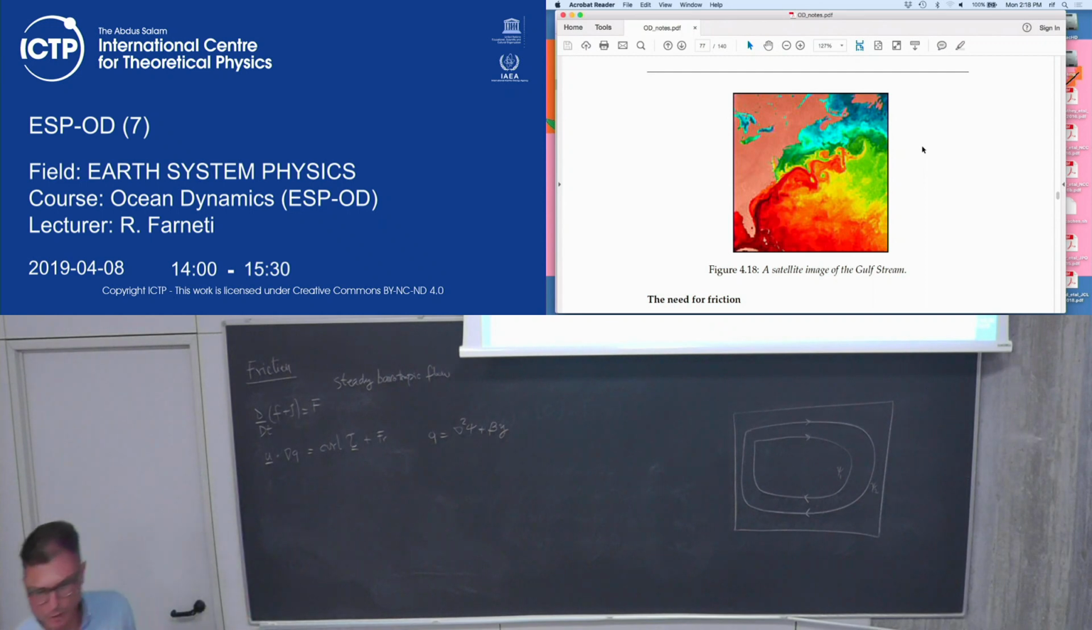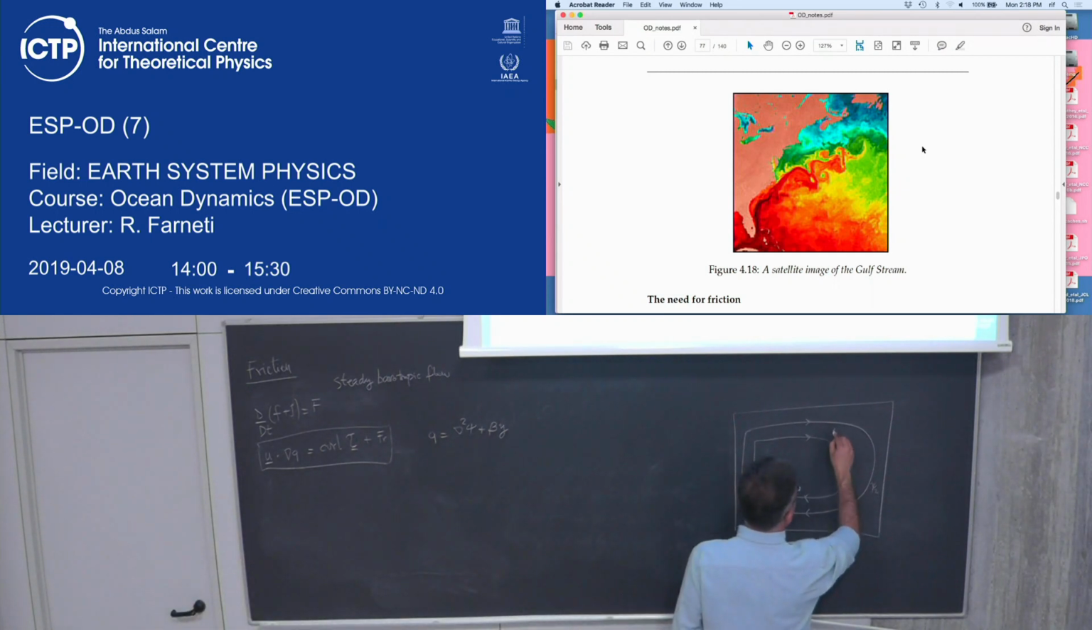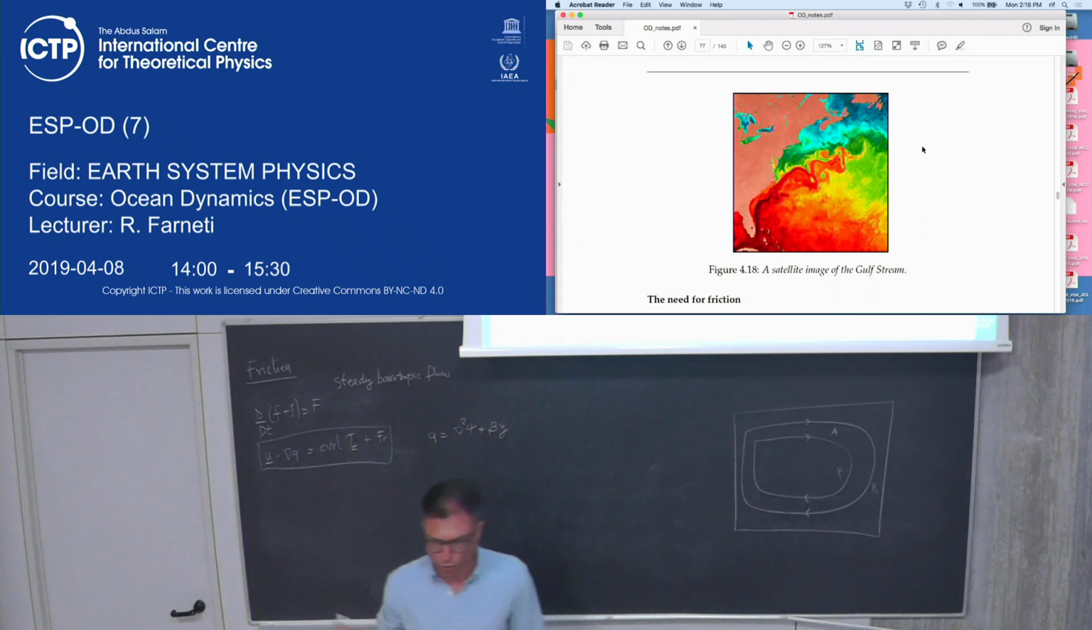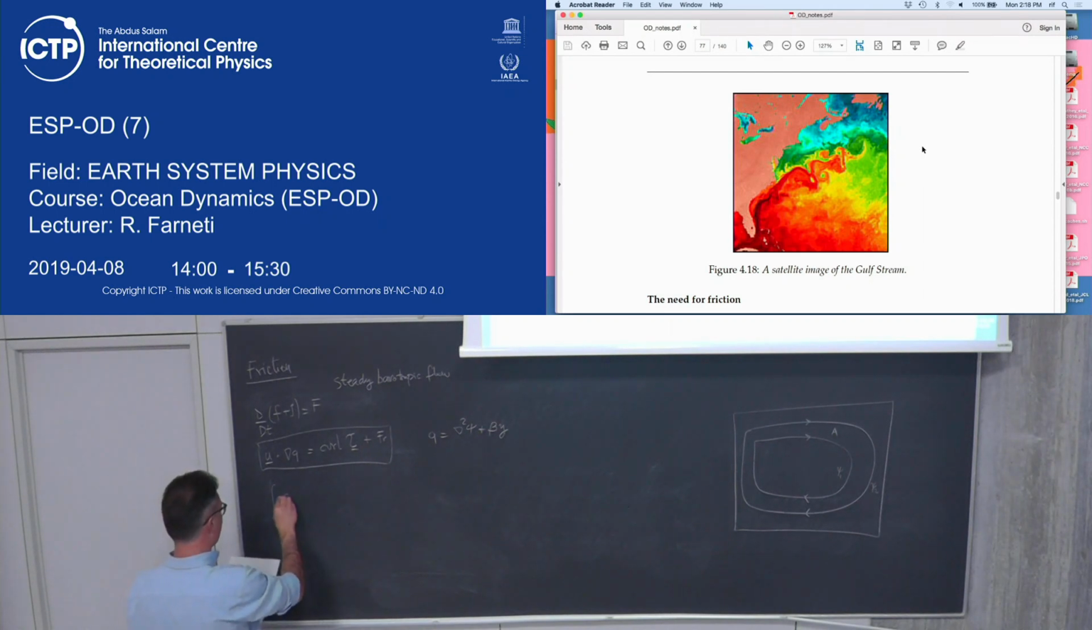Because it's steady, the d by dt goes away. So the system is obeying this equation. Now what we can do is integrate this over an area A, which is bounded by two streamlines, psi 1 and psi 2. And you can choose the streamlines that you wish. So we want to integrate this over that area.